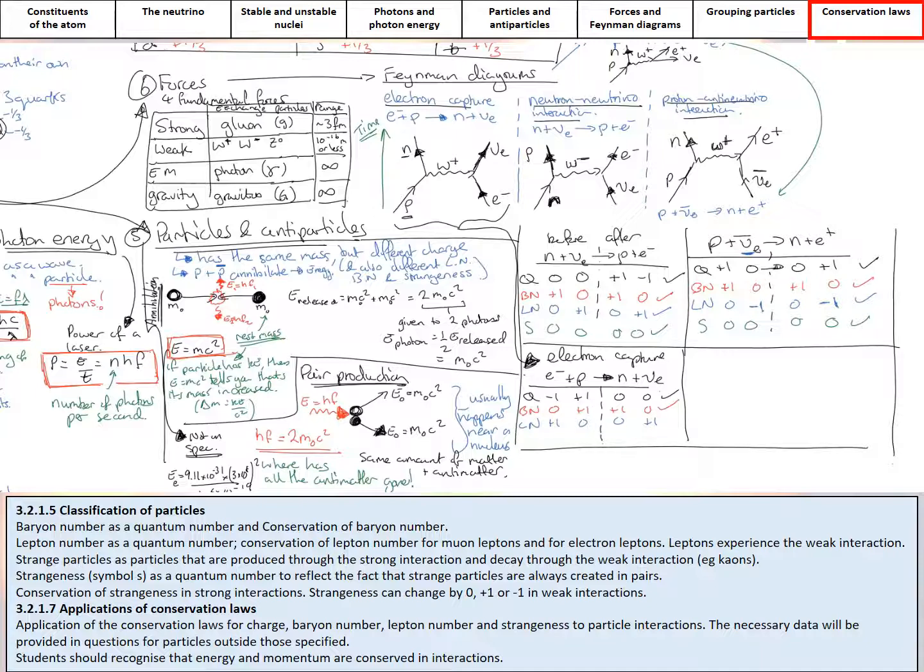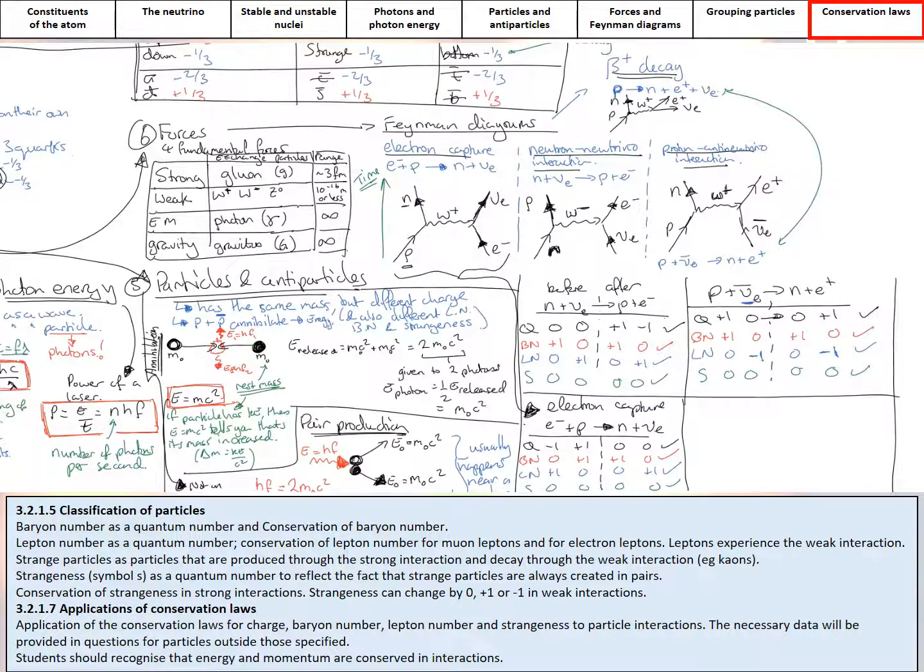So you can now start to see why we have to have a neutrino or an antineutrino. It has to balance. We have to have the same lepton number before and after. And again, strangeness in all of these examples happens to be conserved. We'll do an example where it's not in a couple of minutes.